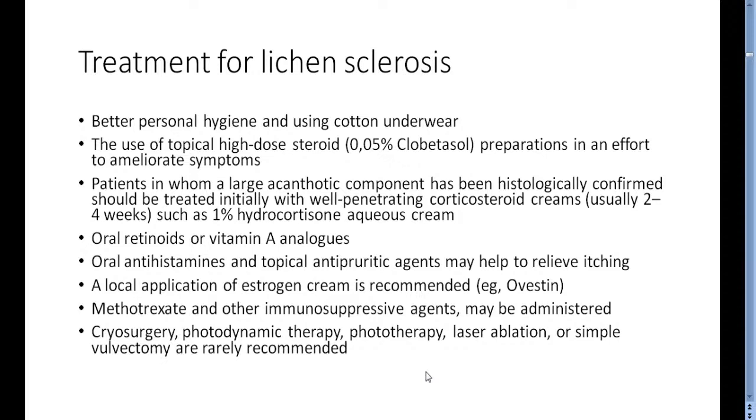Quite rarely, methotrexate, which is a cytostatic preparation, and other immunosuppressive agents may be administered. Also, some surgical approaches like cryosurgery, photodynamic therapy, UV phototherapy, even laser ablation with simple vulvectomy can be recommended, but in very rare cases.